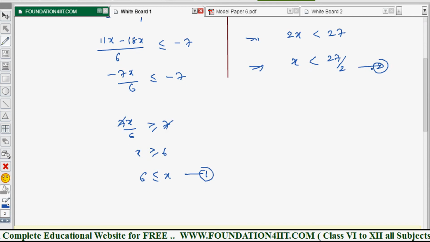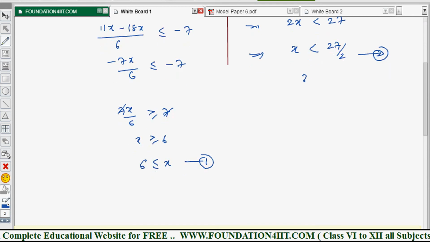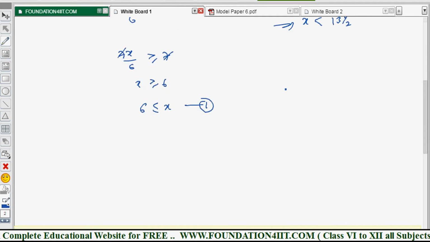And this is the second: x is less than 27 by 2, that is 13 and a half. Let it be the second equation. By combining equations 1 and 2, we get 6 is less than or equal to x, and x is less than 13 1 by 2.